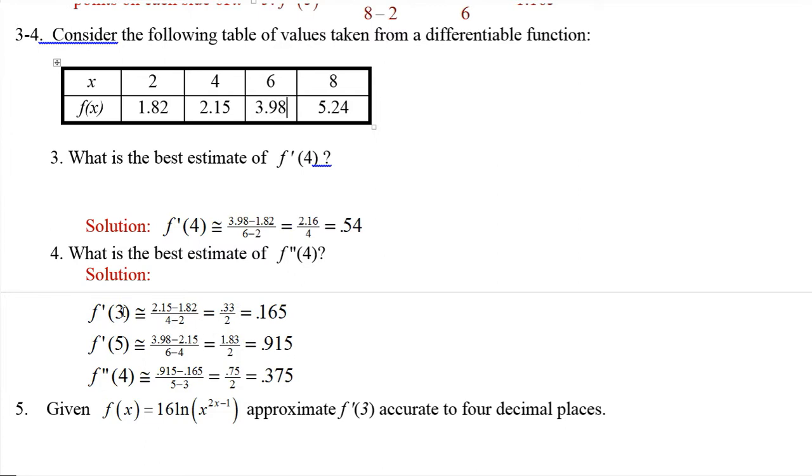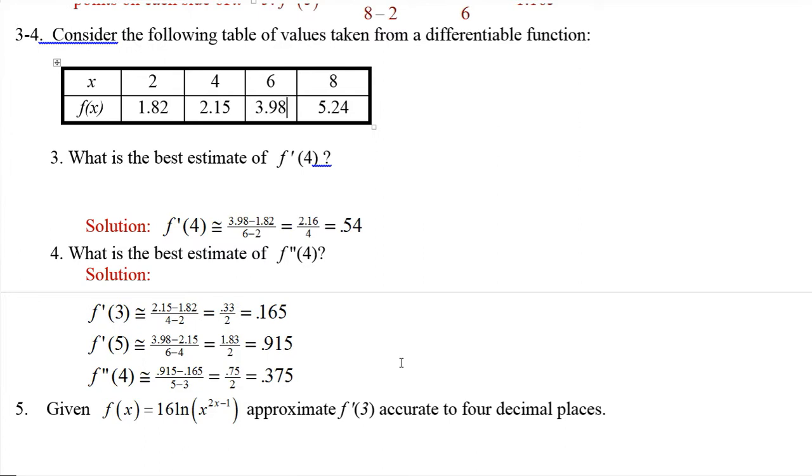So I can use those two points, (0.3, 1.65) and (0.5, 0.915), and take the slope between those two points. That is going to be the slope of the derivative function there, or in other words, the second derivative of the original function. So that's 0.915 minus 0.165 over 5 minus 3, which works out to be 0.375. That is approximately the derivative halfway between 3 and 5, which is at 4, the second derivative there, and that's what we were looking for. So the answer is 0.375.